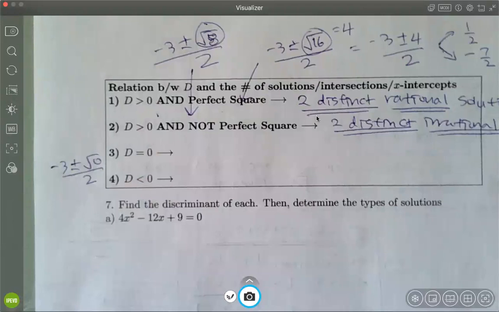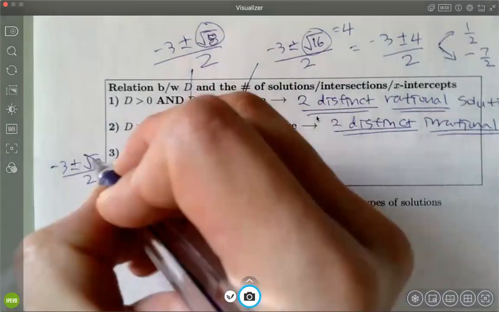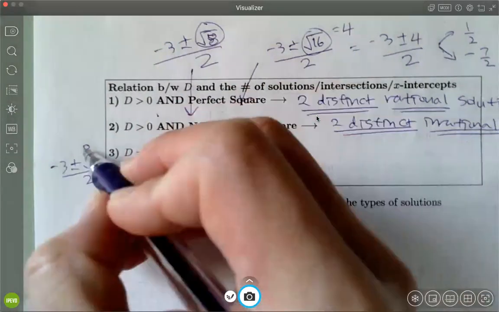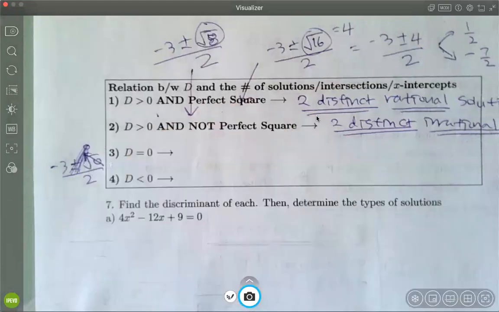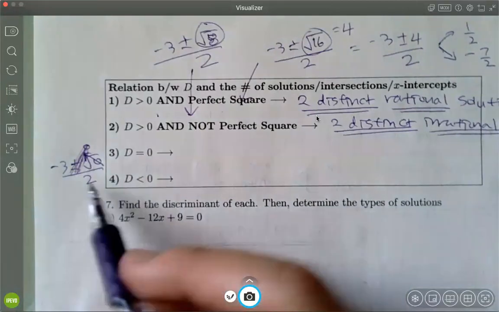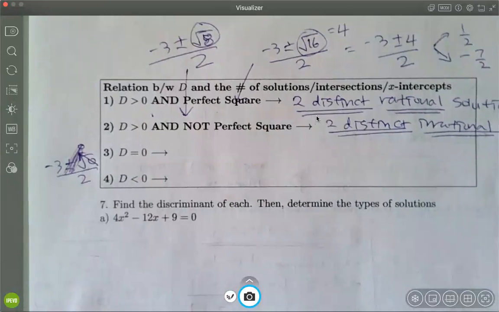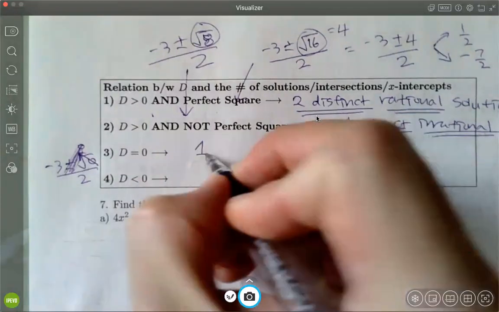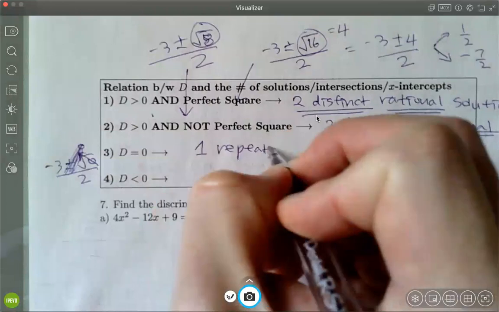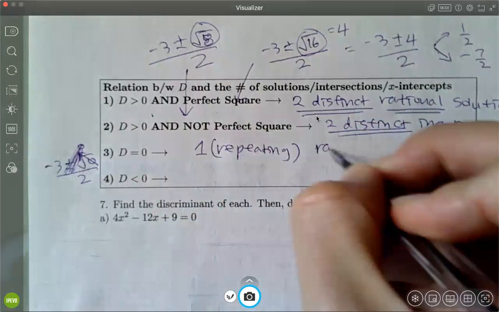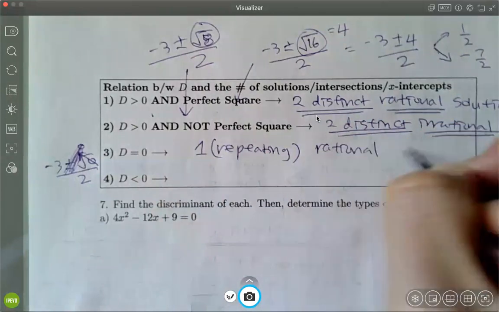Now, in this case, what does that mean? Square root of 0 is 0, right? So we have negative 3 plus minus 0 over 2, but adding and subtracting 0 to anything doesn't change the number itself, right? So here you get negative 3/2. How many numbers do you get? Just one, right? So this time you have one repeated rational number, or rational solution.